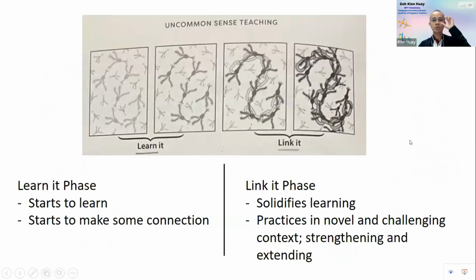This is a screen capture I took from the book. If you look at the diagram on the left, at the learning phase, when they start to make connections, you can see a faint network that is connecting, not very strong. It gets darker as you begin to solidify the learning through regular practice, or what we call regular recall. The network becomes stronger and more solid. And when you expose them to novel and challenging contexts, the learning gets strengthened and extended.